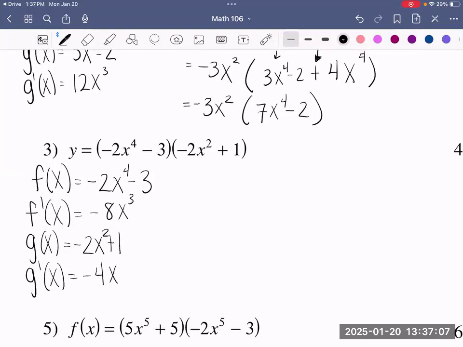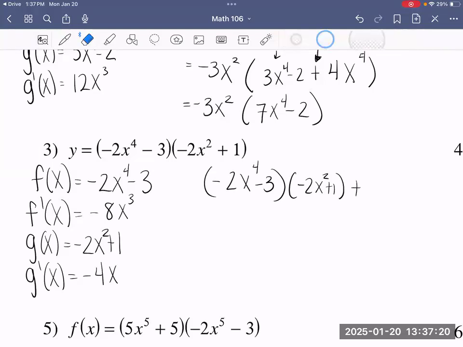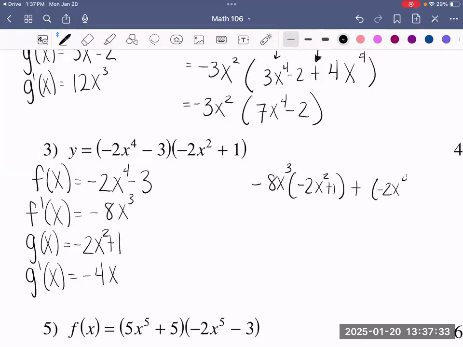Let's put it together. Negative 2x to the fourth minus 3 times g, plus f. Oops, so sorry, I looked at the wrong one. Negative 8x cubed, that is our first one. And then now we get to look at your f of x one more time. Now times your g prime. Let's fix it up.